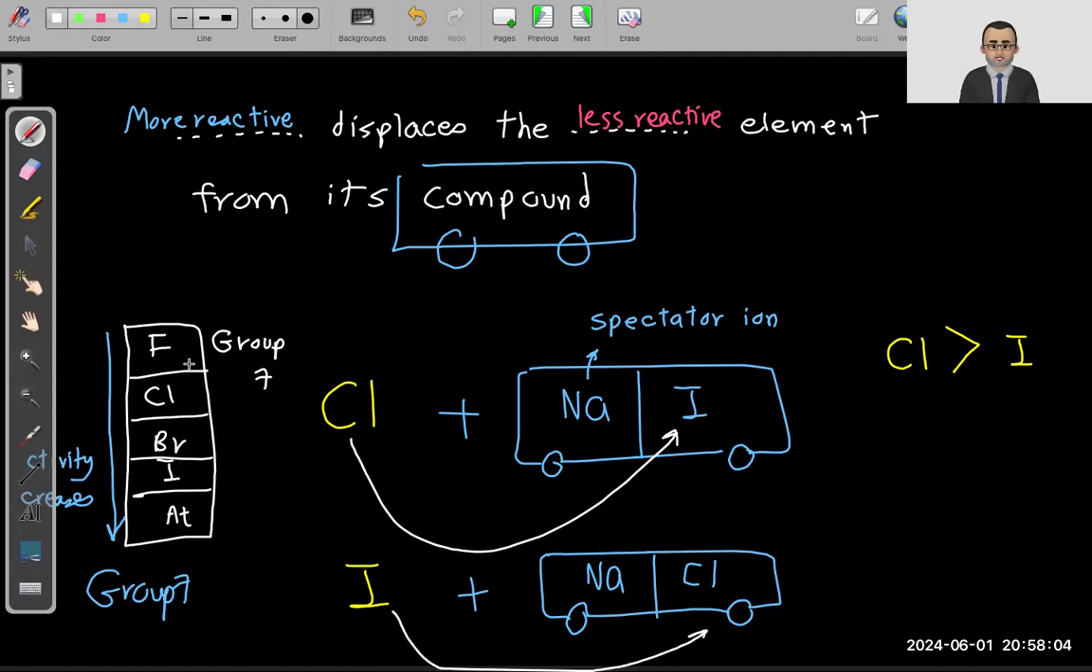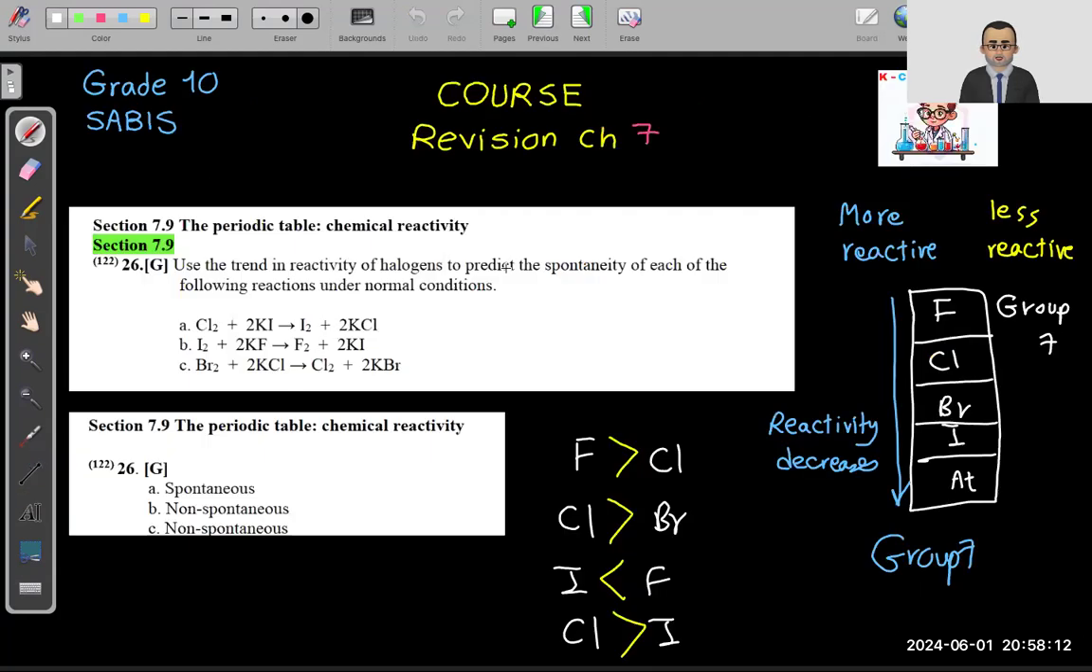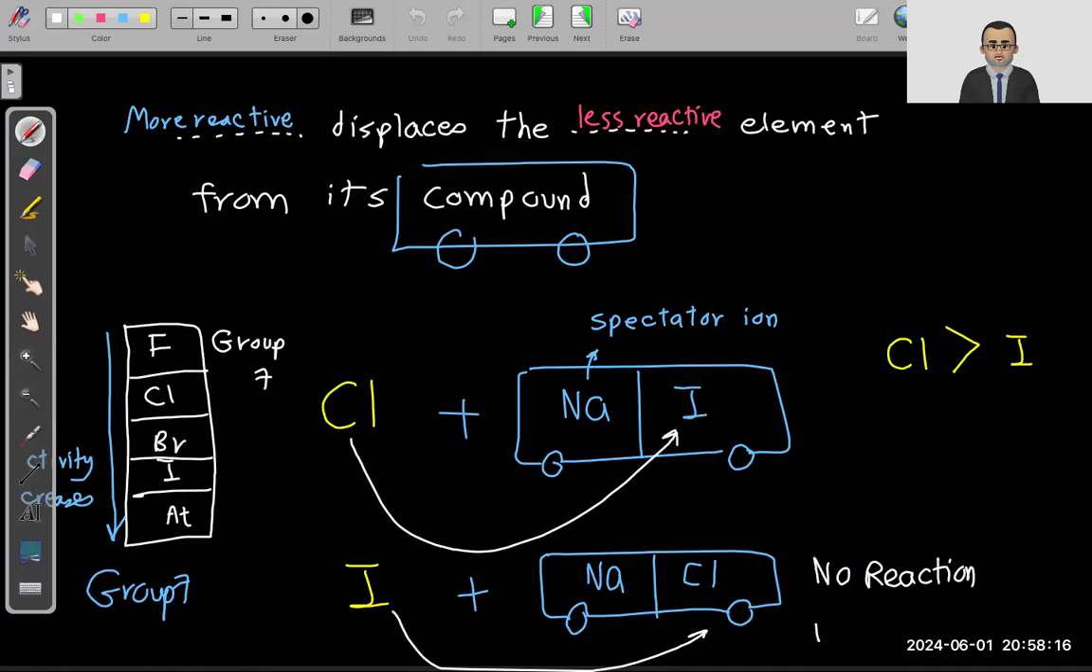Why? Because iodine is weaker. It's less reactive. So what will happen here? You will say it's a no reaction. What does it mean, no reaction? It means non-spontaneous. Is it spontaneous or non-spontaneous? Non-spontaneous means it will not happen by itself. Non-spontaneous means no reaction. Why is it non-spontaneous? Because it's weaker, it's less reactive. So it will never be able to do it.